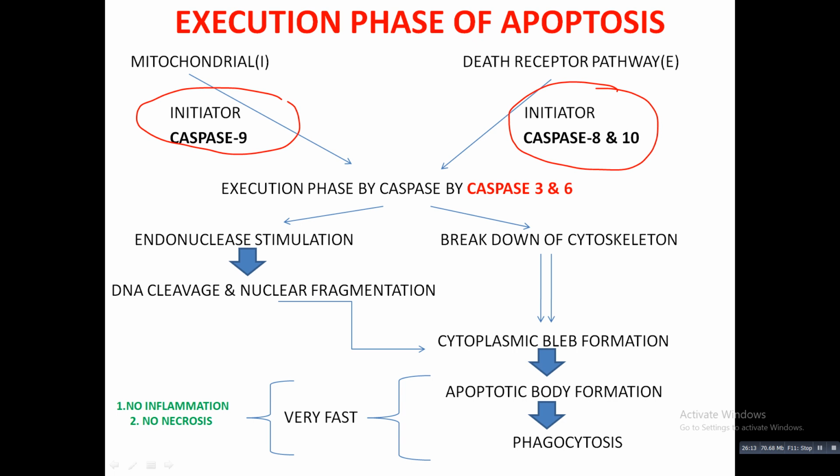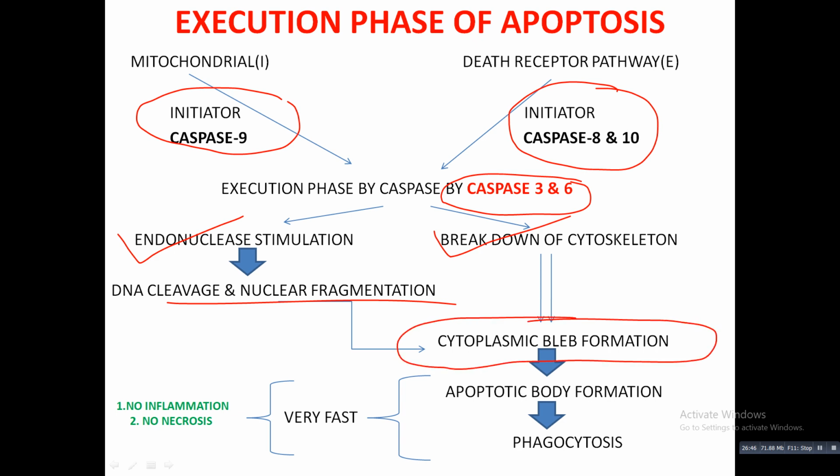So the execution phase is brought about by caspase 3 and 6, ultimately leading to endonuclease stimulation, as I have already said, and breakdown of cytoskeleton. Both of the processes lead to DNA cleavage and nuclear fragmentation, ultimately leading to cytoplasmic bleb formation, as I have already explained, leading to apoptotic body formation, which undergoes phagocytosis. So cytoplasmic bleb formation, apoptotic body formation, and phagocytosis. And as I have already said, since the process is very fast, there is no inflammation and there is no necrosis that can be discernible. With this, we end the apoptosis.